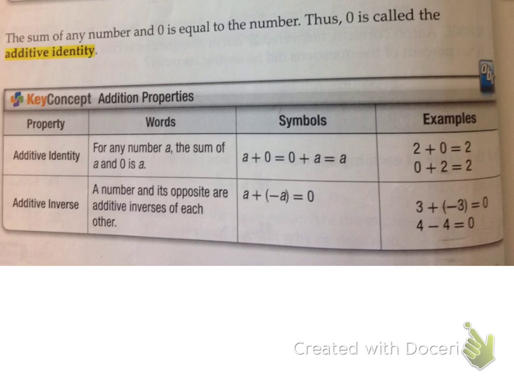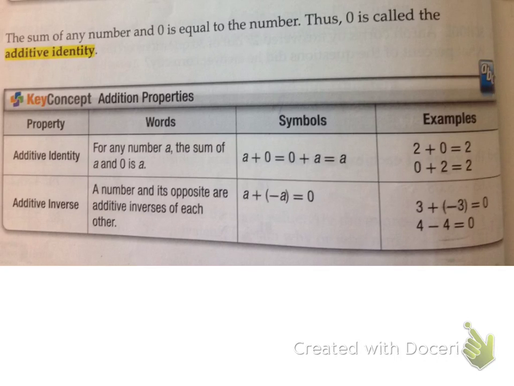So what we have now is some addition properties. And up above, they had the additive identity. The additive identity is 0, because I can add 0 to any number and I get the same number back. That means it's an identity. It's the addition identity.